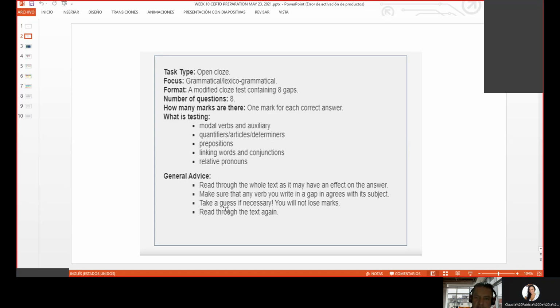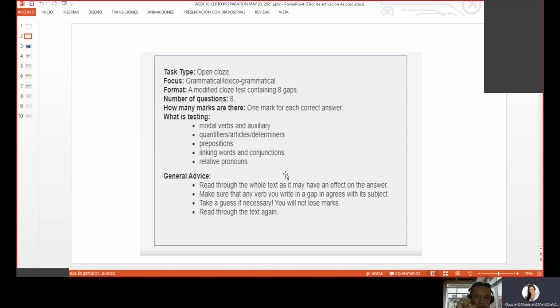Okay, good. Any questions about the general advice? No, teacher. Do you understand what "verb agrees with subject" means? Yes, I do. Can you give me an example? About the second one: make sure that any verb you write in a gap agrees with its subject. Exactly, that one.